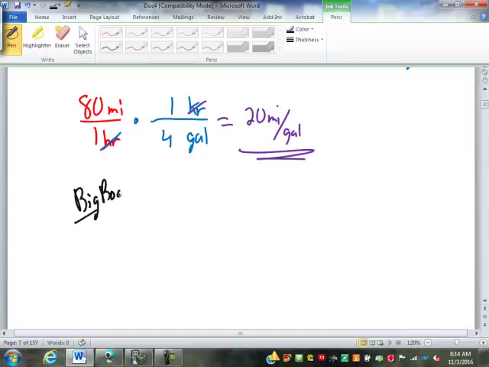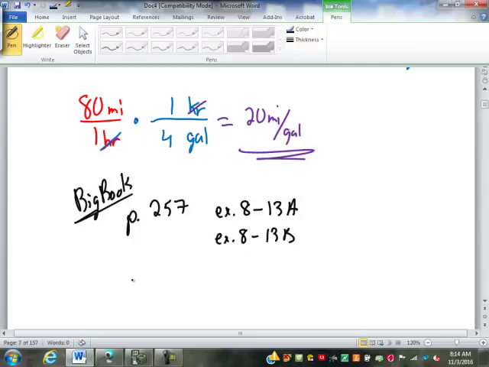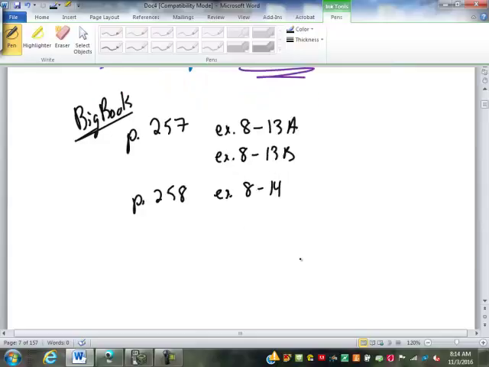In your big book, you will find this stuff on page 257, exercise 8-13A and exercise 8-13B. And on page 258, exercise 8-14. And I am going to give you a new packet. And in this new packet, it's going to be pages 91 through 93.